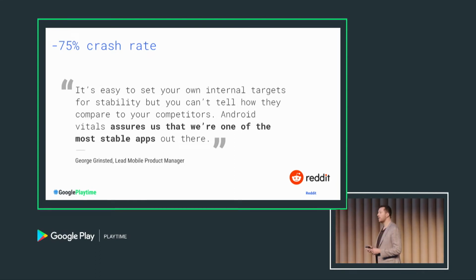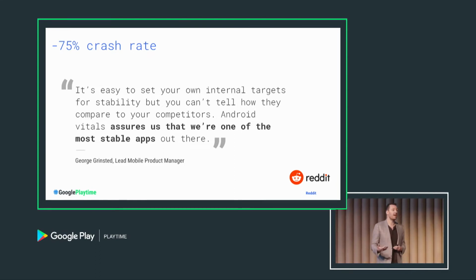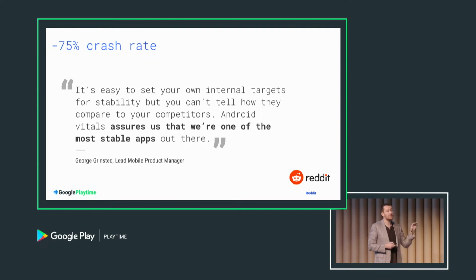Reddit, the very popular app, was able to reduce their crash rate by 75% using Android Vitals. But more importantly, as a result of the benchmarks that we have available, where you can see how you compare with other apps in your category, as Gavin mentioned earlier, they were able to understand that they're now one of the top applications out there in terms of being very stable. And this enabled them to share that data with other people within their company, so the engineering team was able to say, hey, it was worthwhile for us to invest in improving our stability over the past few months because now we're one of the most stable apps out there.